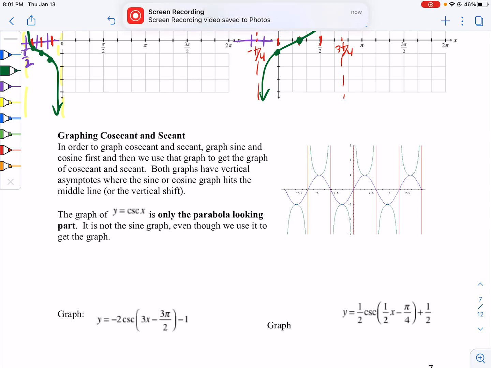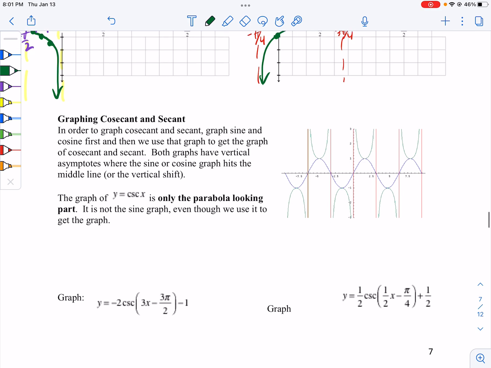Now we're going to take a look at graphing secant and cosecant. Secant and cosecant rely on you being able to graph sine and cosine, so this will be a review of graphing sine and cosine, and then we're adding little bits and pieces onto it. You use the graph of sine and cosine to get you to your reciprocal. So you do need to remember that cosecant's the reciprocal of sine and secant's the reciprocal of cosine.